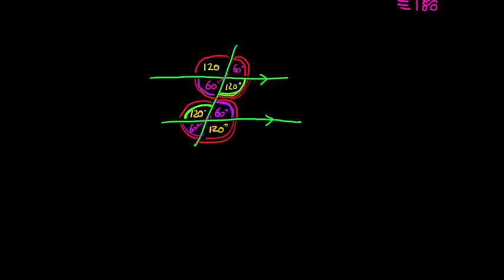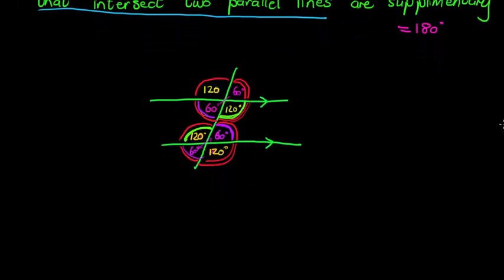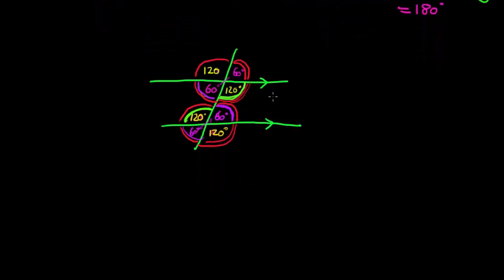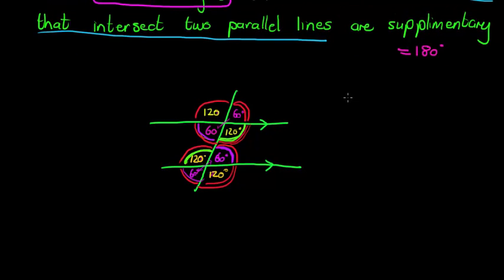So let's look at the next theorem. Okay, so this one, the shorthand for what we've just done is co-interior angles. And when you use that co-interior angles are equal to 180, just if this was AB and CD, just write here that AB is parallel to CD, or whatever the parallel lines are, just specify the parallel lines as well.